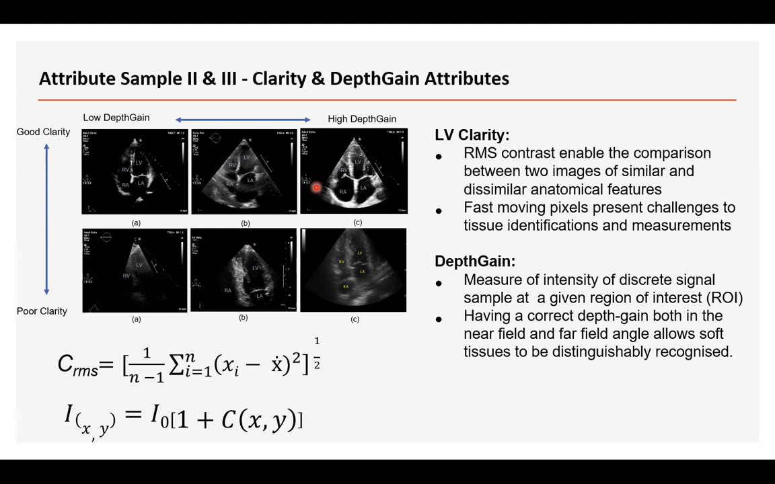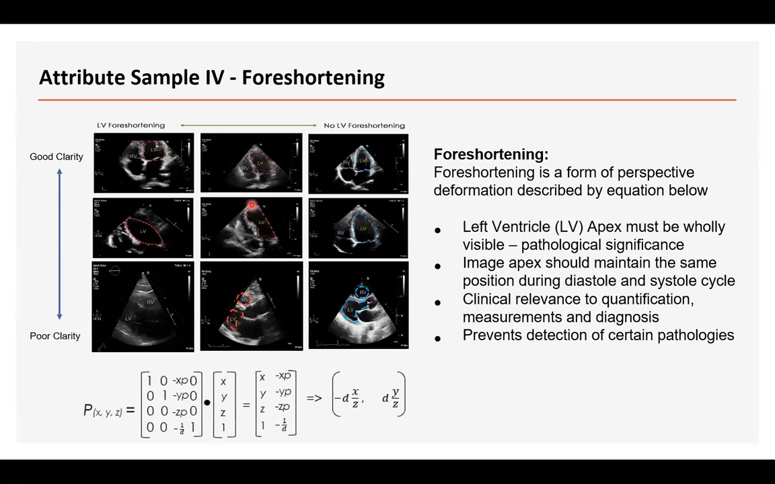The next one is the depth gain, which measures the intensity of discrete signal samples at a given region of interest. We understand that there are embedded tissues in the apical section as well as the basal section of the image. So depth gain measures the near field angle and far field angle and makes all the tissues distinguishably recognized. The last of our attributes is the foreshortening. It has a clinical relevance to quantifications, measurement, and diagnosis.